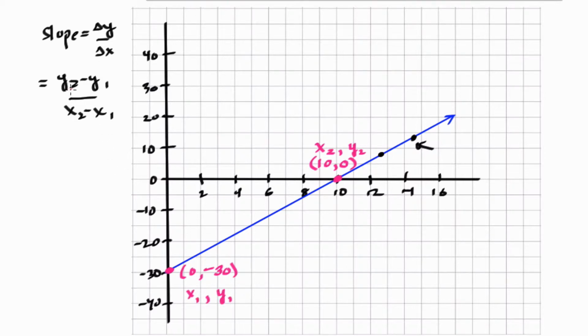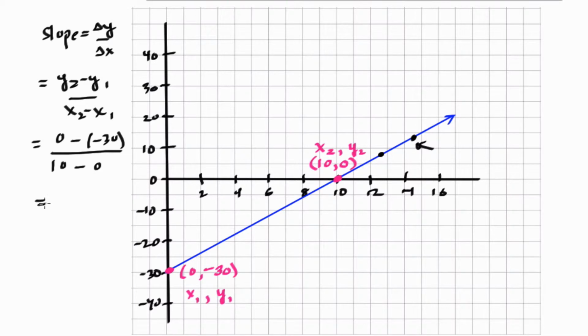And I can just plug it in over here into this equation. So y2 minus y1, y2 I see is 0, minus y1 is negative 30. I'll just put parentheses so we don't get mixed up with our signs, divided by x2, which I see is 10, minus x1, which I see is 0.